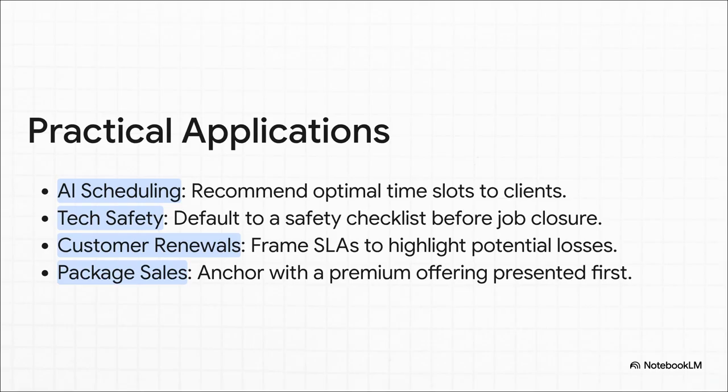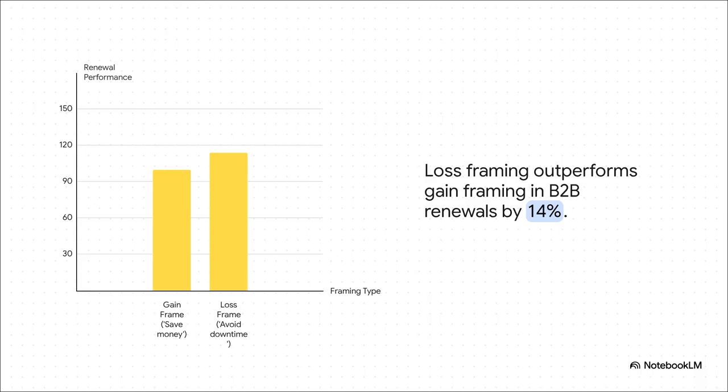Want to improve safety? Easy. Make the default action in a technician's app to complete a safety checklist before they can close out a job. To skip it, they have to do extra work. See, you're using defaults and a little bit of friction to guide the right behavior. And of course, for sales, frame those SLAs around avoiding loss and anchor your service packages by always showing the premium one first.